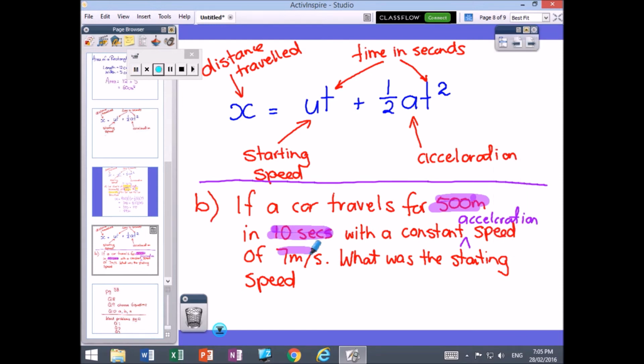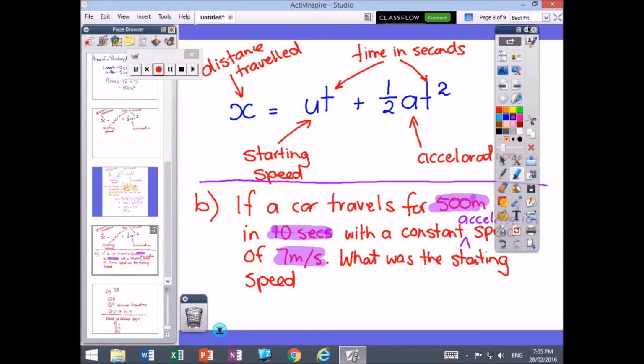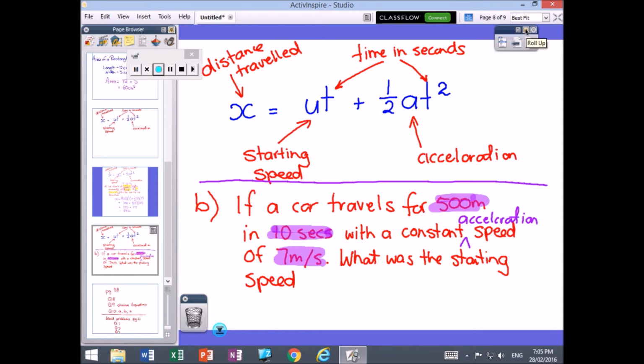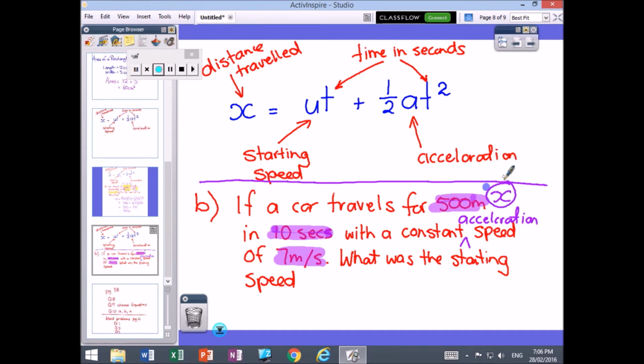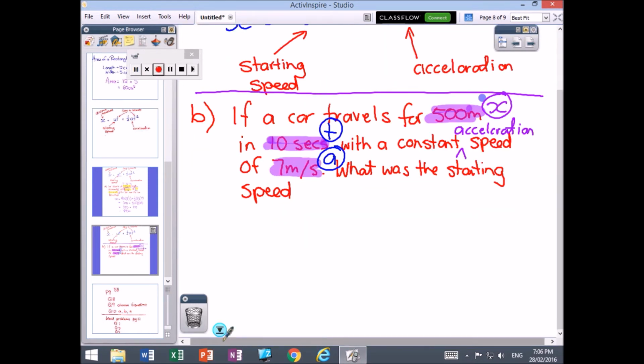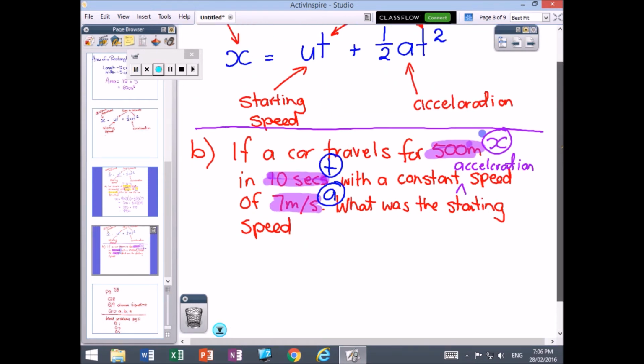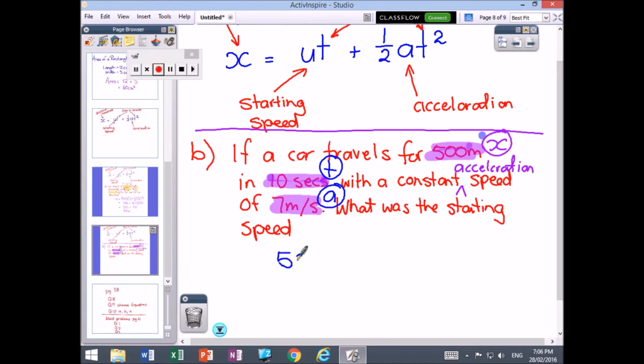Now, this is an example where you're given enough to work this out, but you're actually given the answer. We've actually been given X. So if I mark this here again, we know what X is. So X is there. Ten seconds is going to be time, and acceleration speed is going to be A for our acceleration. So we can then use the same formula, but we're given the answer. So we know it's 500.